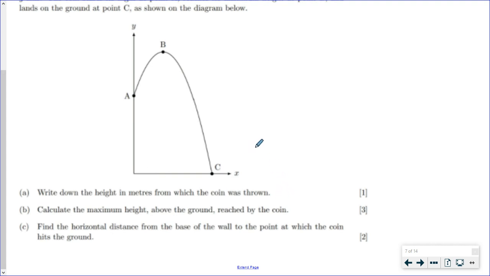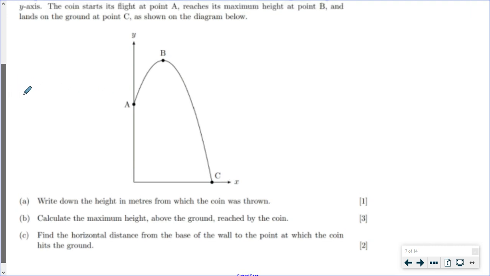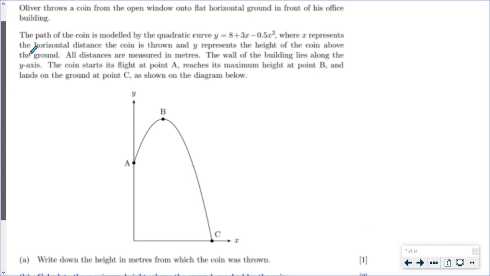All right, write the height in meters from which the coin was thrown. So the height of A, right? Where I'm at in A, x is the horizontal distance, y is the vertical distance, height is y. So I want to find the y coordinate of A. Now we have this original function here. I'm going to write it in standard form. So we have y is equal to negative 0.5 x squared plus 3x plus 8.